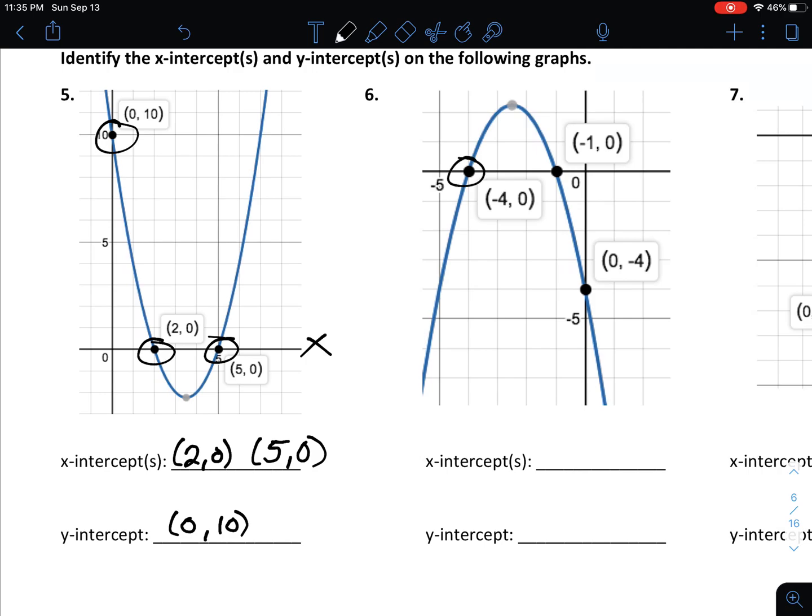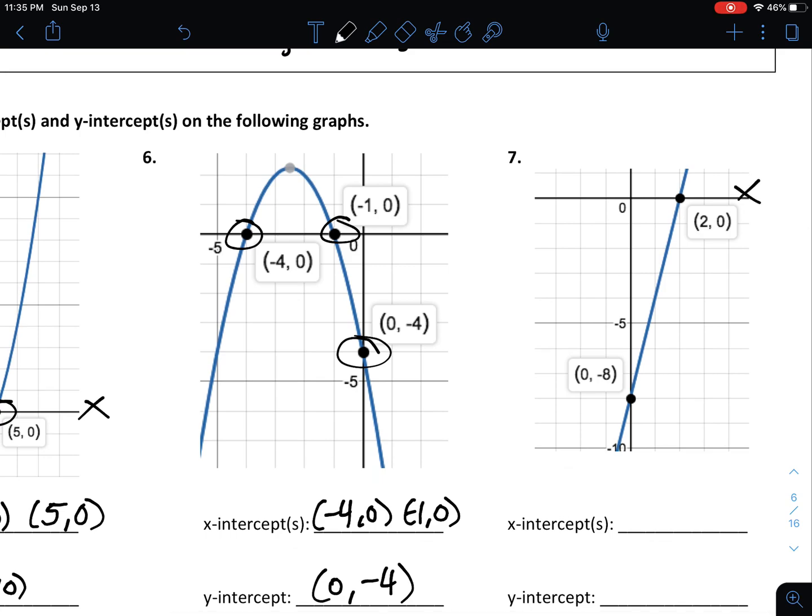On number 6, it looks like we also have a couple of x-intercepts. The first is at (-4, 0). The second, (-1, 0). And for y-intercept, again, we've only got one of those. This one happens to be at (0, -4).